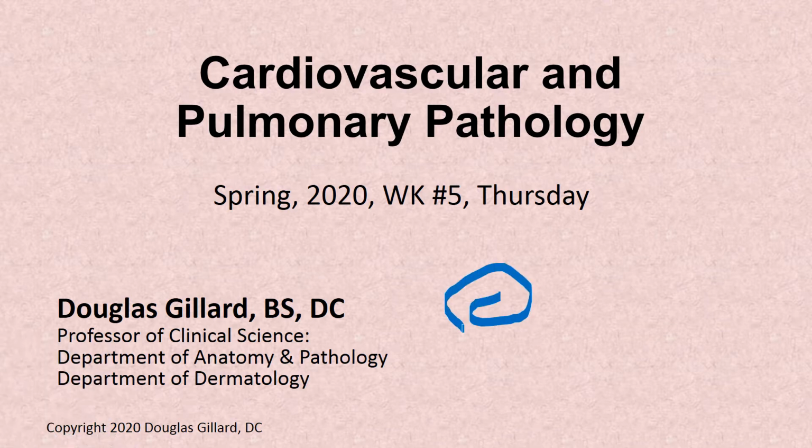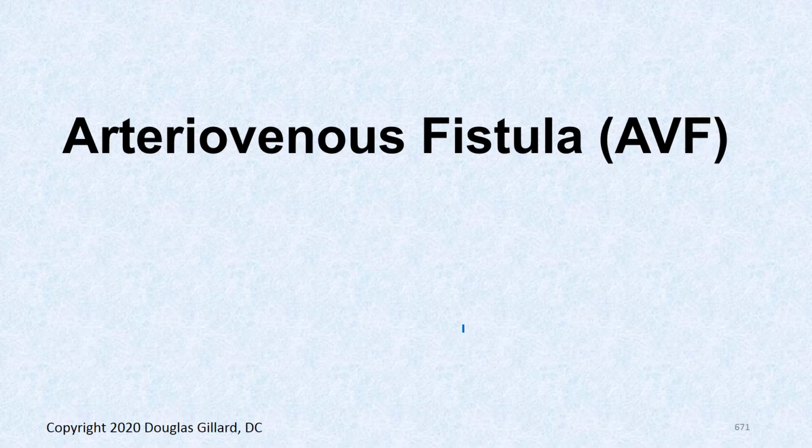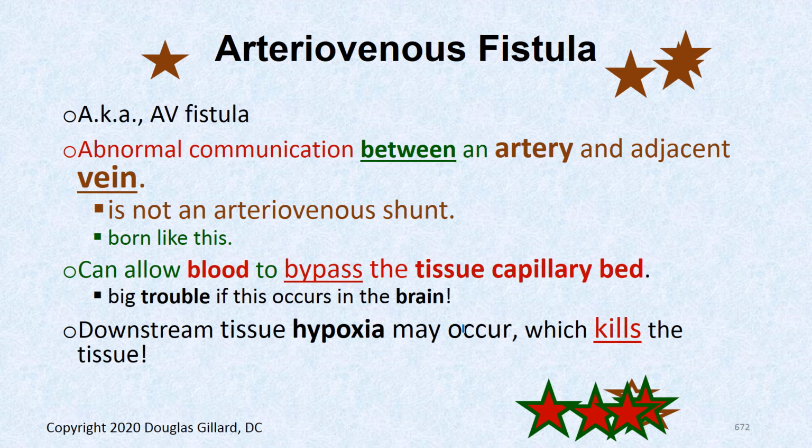Okay, here we go. We left off, we talked about aneurysms quite a bit, dissecting aneurysms, but here's a different kind of vascular phenomenon called an arteriovenous fistula, AV fistula, commonly known as an AV fistula. It's an abnormal communication between an artery and an adjacent vein.